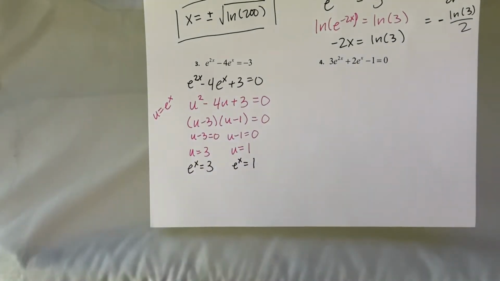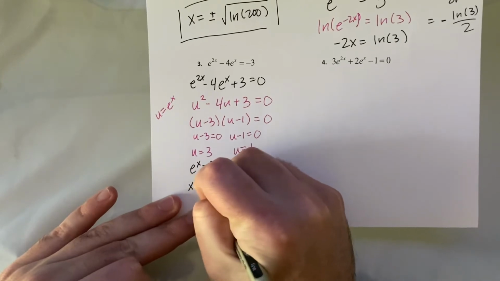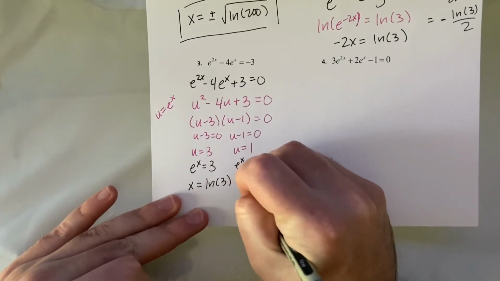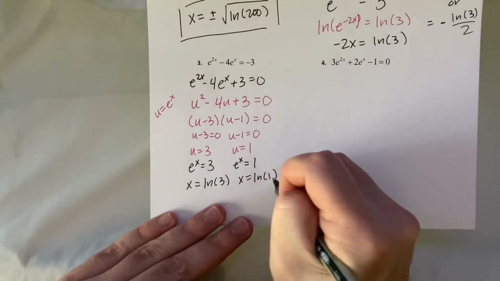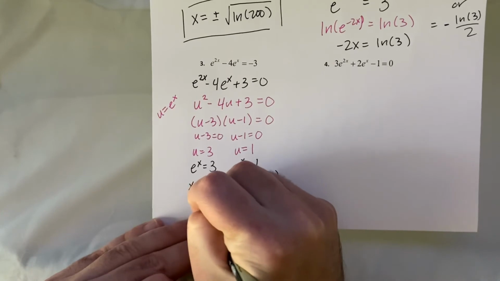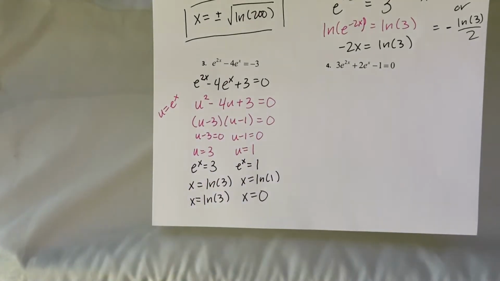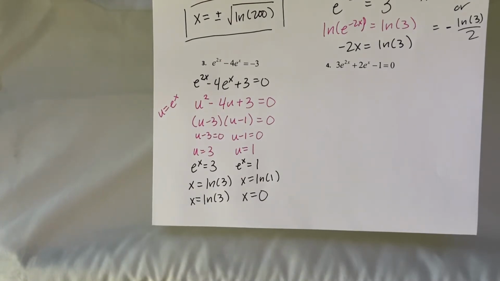And the way that I solve this is by either rewriting it in logarithm form or taking the ln of both sides. So x is the ln of 3 or x is the ln of 1. Now we know that the ln of 1, in any logarithm, of 1 is 0. So we get x equals the ln of 3 or x equals 0. Here's a situation where we could have the ln or the logarithm of a negative number, so we need to make sure to check and see that this works.